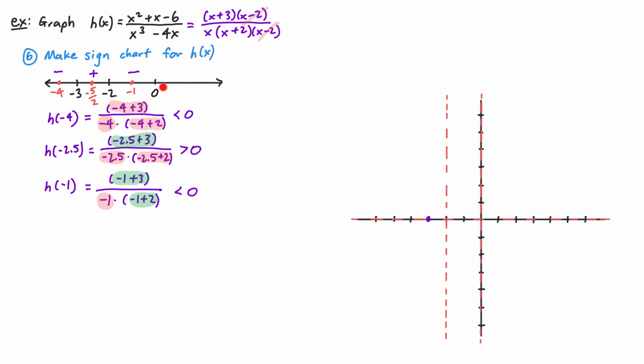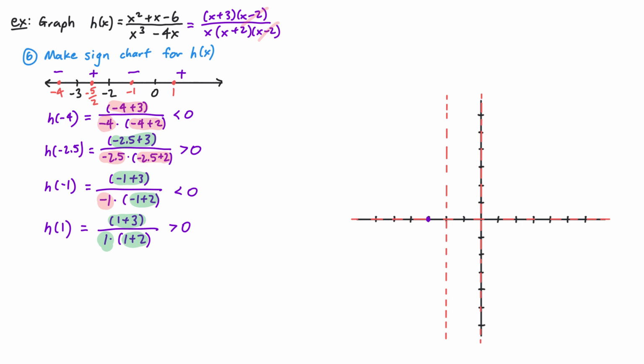Lastly, we'll look at the interval from 0 to infinity. Here, we can pick an x value like x equals 1. Let's look at h of 1. This is going to be, in the numerator, 1 plus 3. In the denominator, 1 times 1 plus 2. The numerator is positive, the denominator 1 is positive, 1 plus 2 is also positive. Since all of the factors here are positive, the overall sign of our function is positive. So we draw a plus sign above the interval from 0 to infinity. So that completes our sign chart.